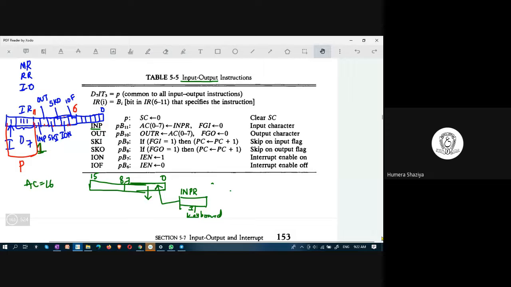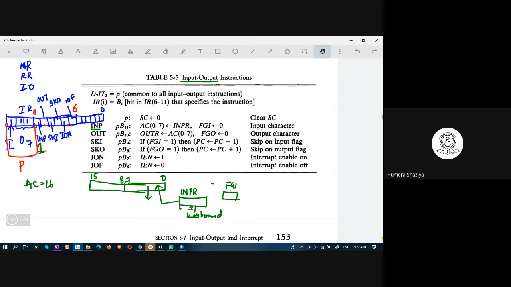FGI has to be set to 1 to receive another character or another input from the user. If FGI is not set to 0, this input register is considered to be filled up with the value.